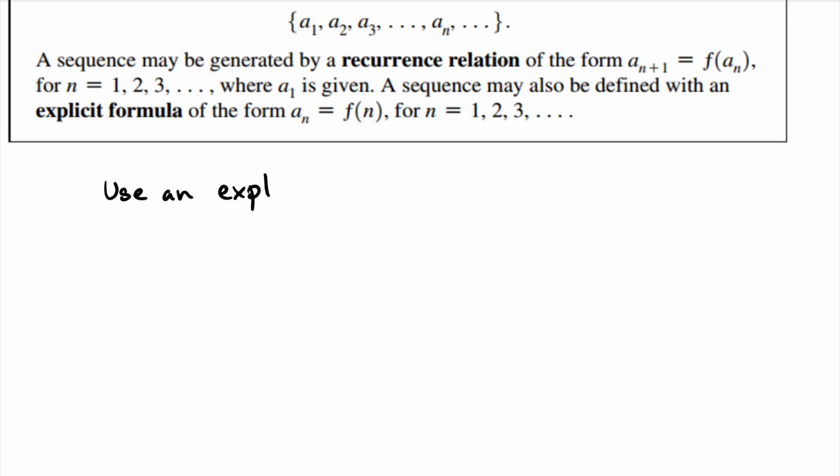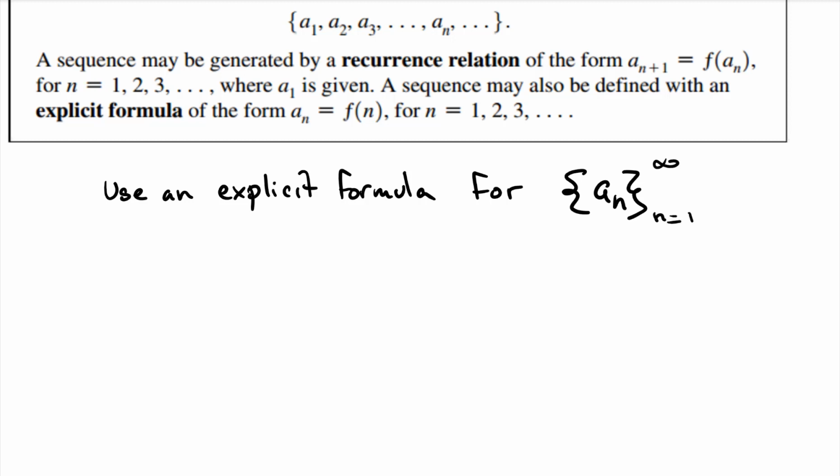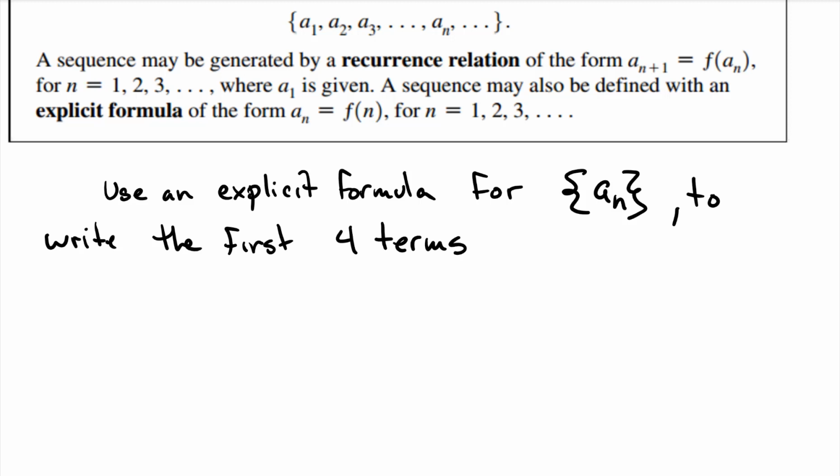An explicit formula. So we can write it in the form for a sub n. Sorry, my curly braces suck. I'm actually doing pretty well. Now, you might see it written like this, which means we're going to write out every term. I don't write that. It's implied that that's there. But we're going to start at 1. So all we want to do is write the first 4 terms. Okay, so we're going to give you something, and then we're going to write out the first 4 terms.